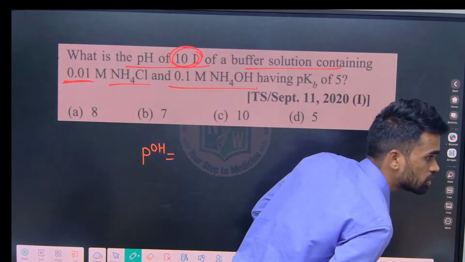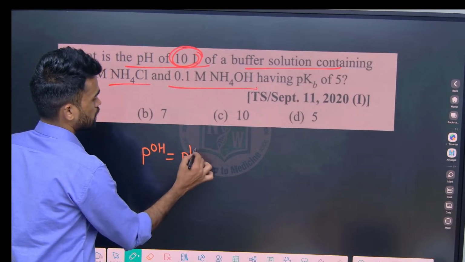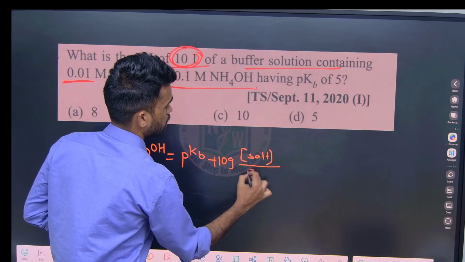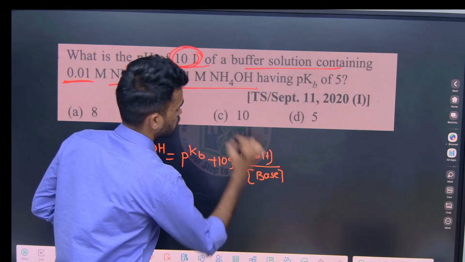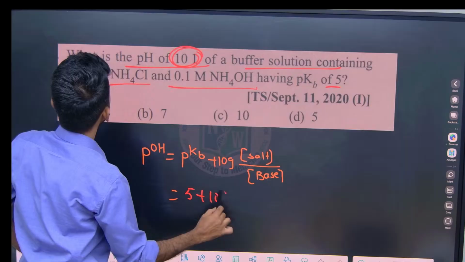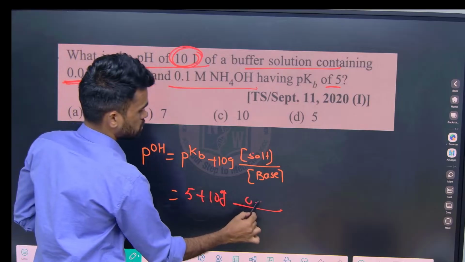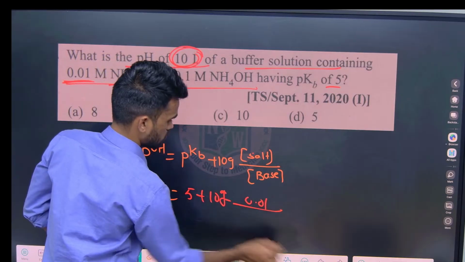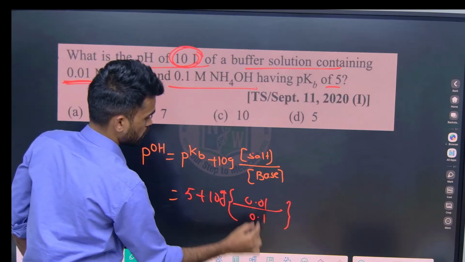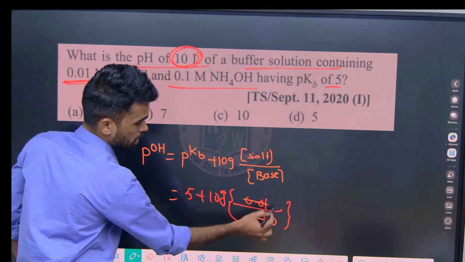Yeah, Shruti, you are saying 5. Let's try this. pOH equals pKb plus log concentration of salt by base. The pKb mentioned is 5. So 5 plus log 0.01. The salt concentration is 0.01. And the base is 0.1. The denominator is greater, so it is 10 times, so we got 1 by 10.